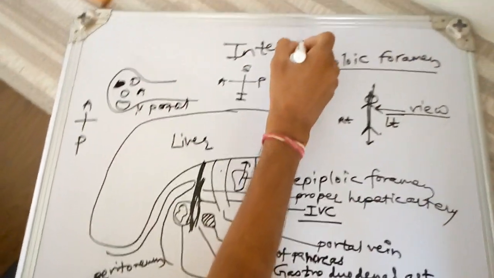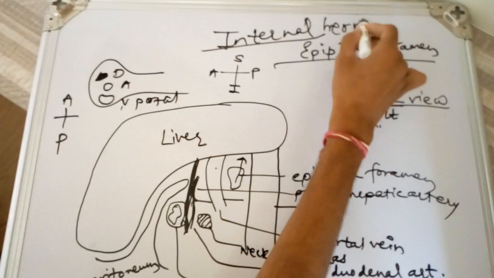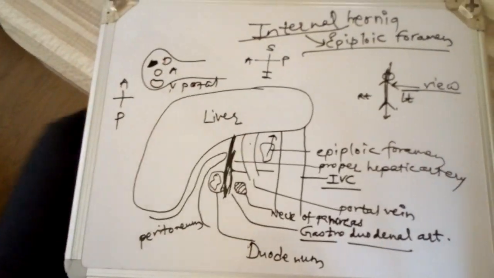And what else we study, femoral hernia, inguinal hernia, all those are external hernias, but hernia through the epiploic foramen is an example of internal hernia. Thank you.